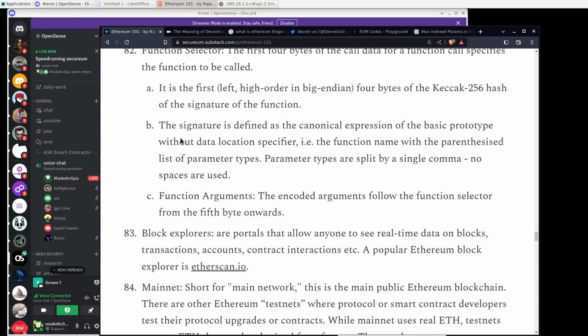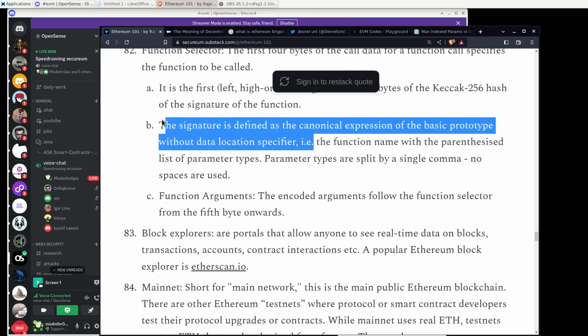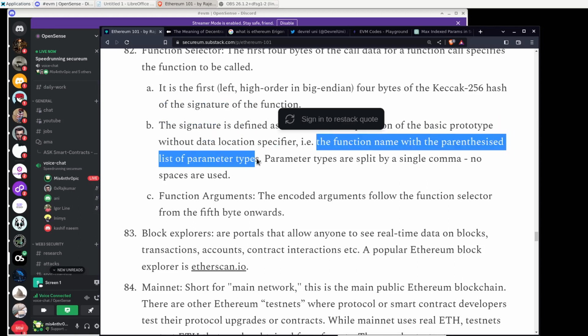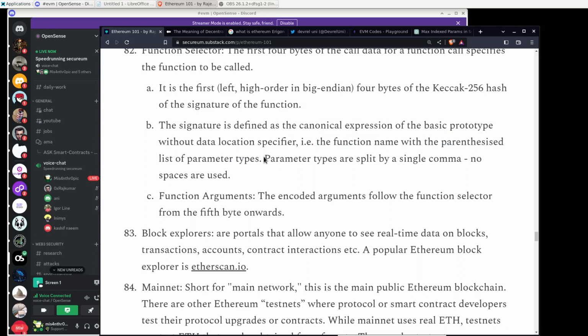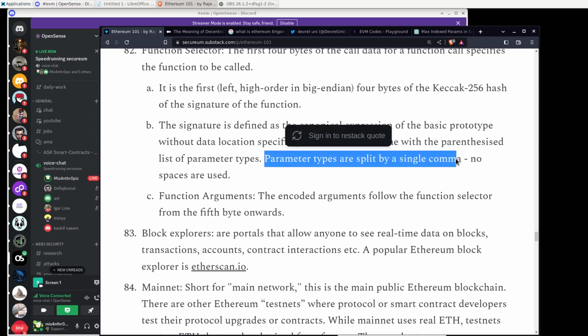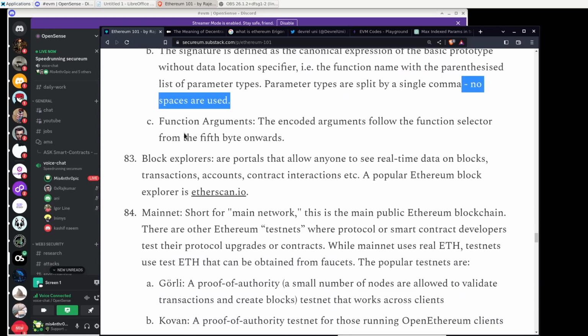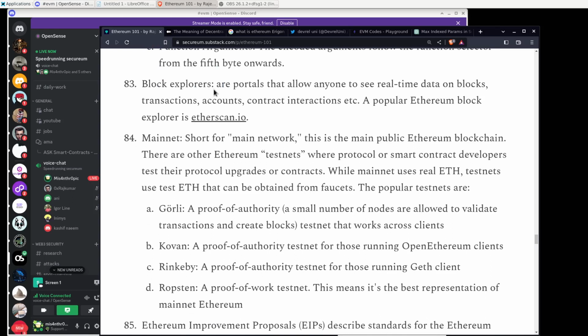So I'm going to read that again. The signature is defined as the canonical expression of the basic prototype without the data location specifier. The function name with the parenthesized list of parameter types. Parameter types are split by a single comma. No spaces are used. Look at this. No spaces are used. Function arguments. The encoded arguments follow the function selector from the fifth byte onwards. Block explorers are portals that allow anyone to see real-time data.